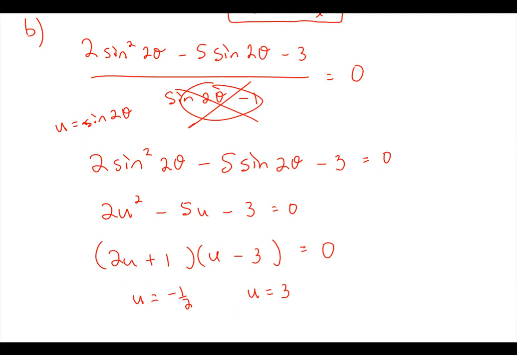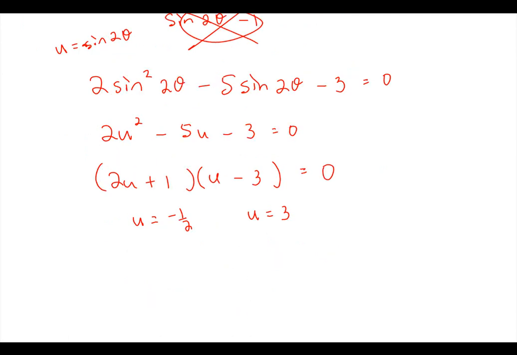So now that we know u is sine 2 theta, we have sine 2 theta is equal to negative half, and we have sine 2 theta is equal to 3. First of all, we know this one here is going to be undefined, because the sine of some angle needs to be between negative 1 and 1. So we know this here is undefined already.